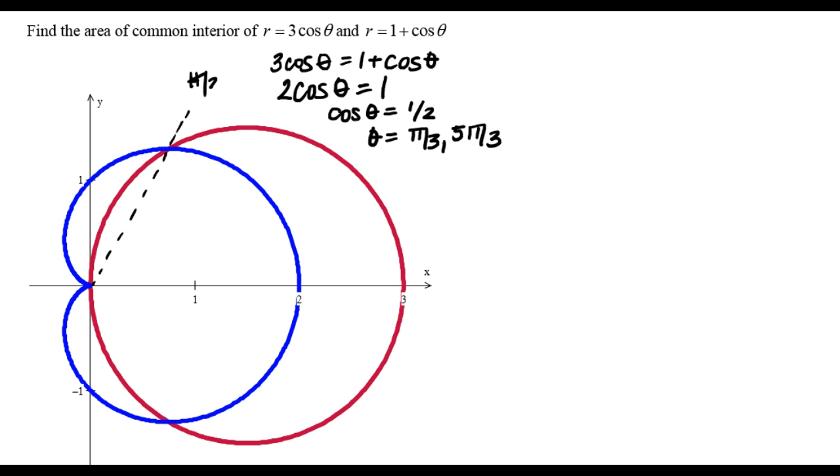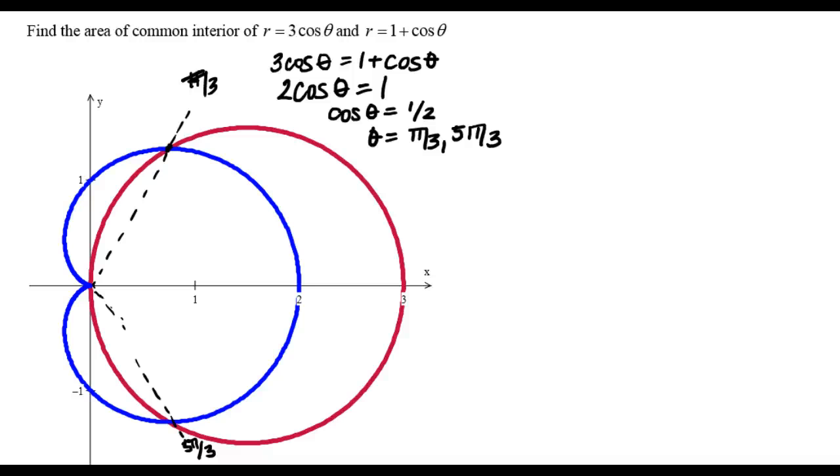Sorry about that. It's a weird pi. And then this other one's in quadrant 4, and this one is 5 pi over 3. So these are the two, I shouldn't say points of intersection because it's really the angle at which these two graphs intersect. And I'm going to need that angle, because the first sectors that I'm going to add up are going to be on the blue graph.